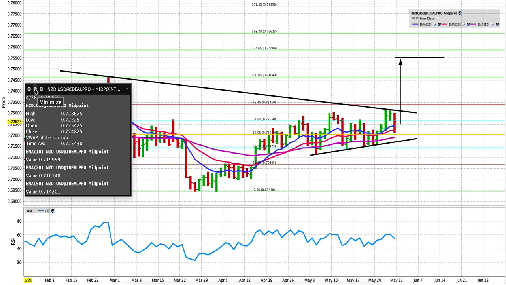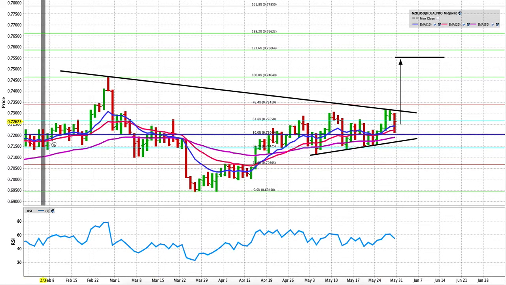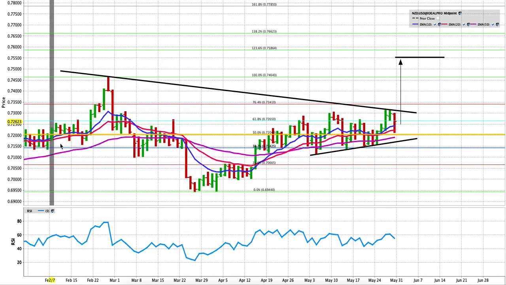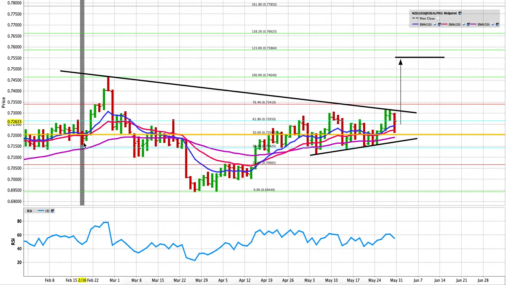Mostly it takes a little bit more than just a couple of weeks, but as you can see from the daily perspective, you got a level of almost 0.7150s or 60s here, and in a couple of days the Kiwi simply rushed more than 300 pips to the upside.